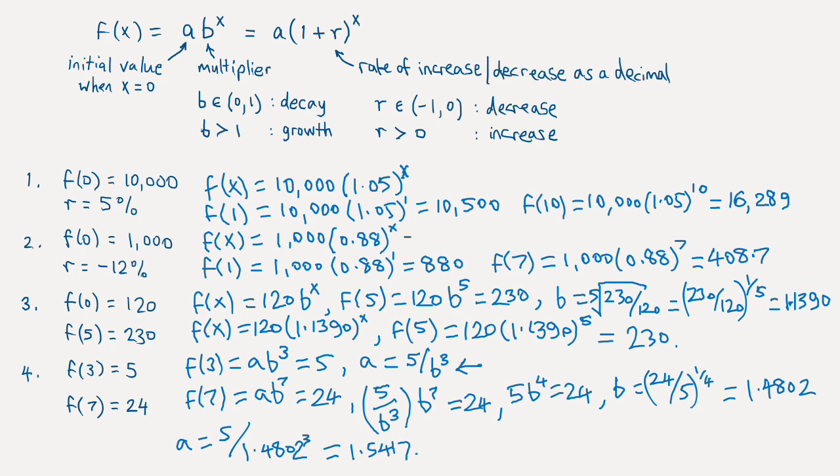1.5417. So finally we have our function f of x equals a, 1.5417, and then b, 1.4802 to the power x. So there's our exponential function.